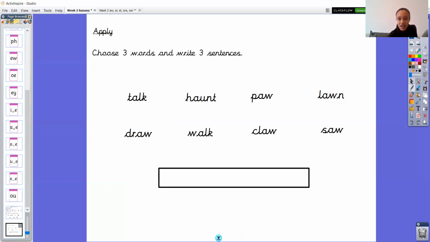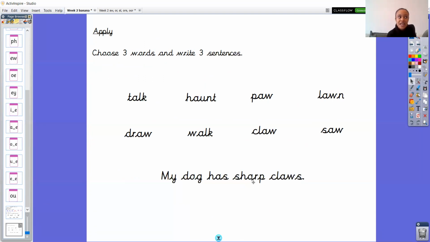Okay, so underneath my box, I've done one. Let's have a look what I've written. And actually, before I read it, can you pause the video and read it yourself? Brilliant. I've got my dog has sharp claws. Okay, and my word is claws. So I'm going to put my sound button on that one.